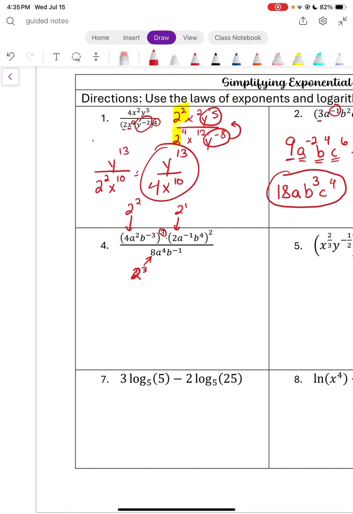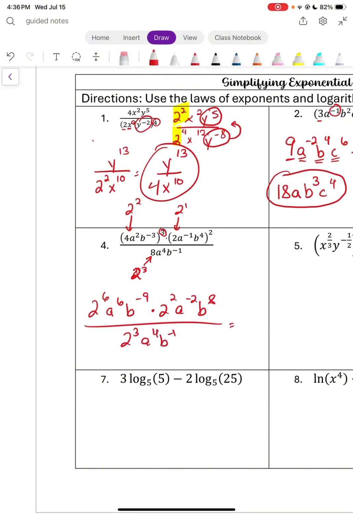So first set of parentheses, you have 2 to the 6th, power to power multiply. A to the 6th, b to the negative 9. Second set of parentheses, you have 2 to the second, a to the negative 2, and b to the 8th. Again, power to power multiply. On bottom, we have 2 to the third, a to the fourth, and b to the negative 1.